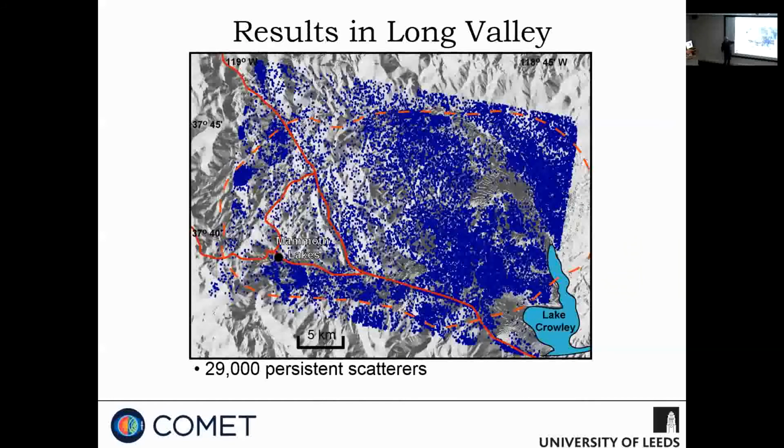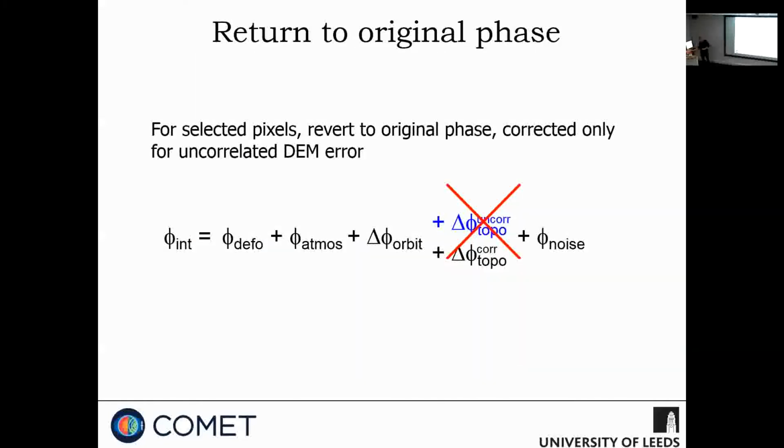Okay, so this is using this technique now applied to Long Valley. All of these points represent pixels which have low noise, such that only about 5% or so are going to be random. This is the point where you now go back to the original phase. So you add back in the deformation and orbit errors. The only thing at this stage to subtract off is this uncorrelated DEM error. You've already estimated it.